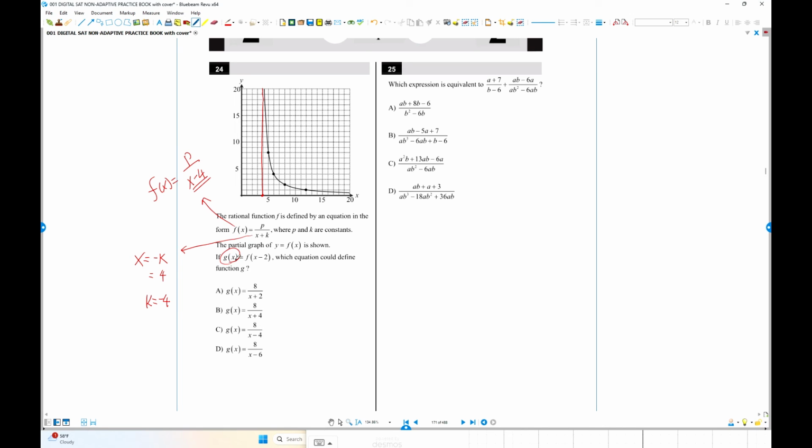Now we create a new one, g of x. G of x is what? Replace x with x minus 2. Okay, so here x minus 2 minus 4, okay? So it looks like p over x minus 6. They are moved to the right by 2 units. That is a new vertical asymptote over here, okay? The graph will look like this one again, right? So choice D is the answer.